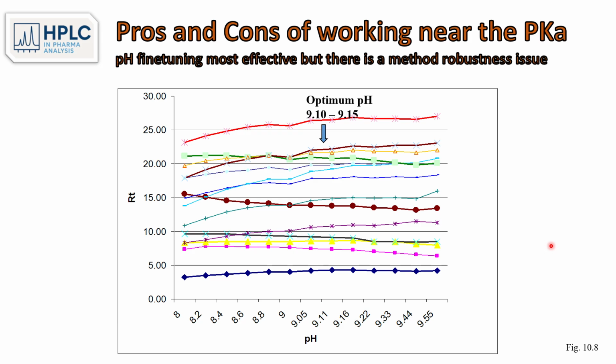Shown here is the retention map under gradient condition. The retention using the pH optimization of the method. One can see that the optimum pH, where there's almost baseline resolution, is at 9.1.